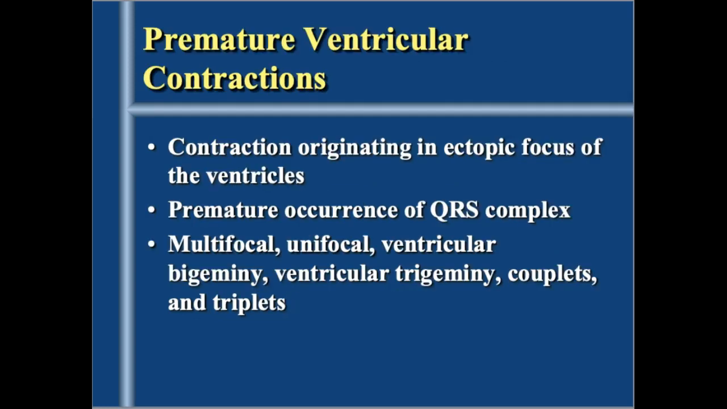So we started talking about the atria, and then we talked about conditions that affect conduction from the atria to the ventricles, and now we're going to talk about abnormal beats and dysrhythmias that occur in the ventricles.